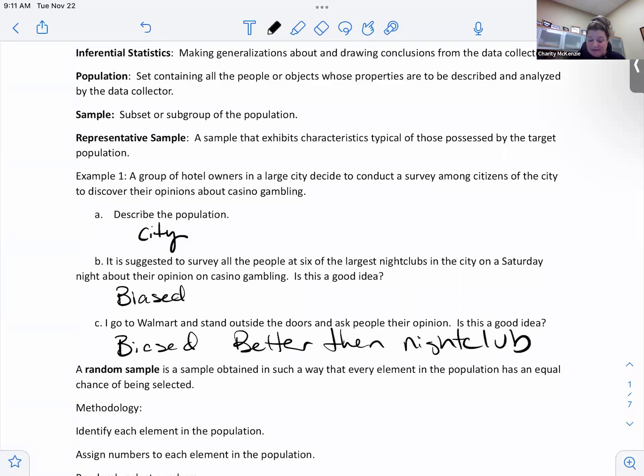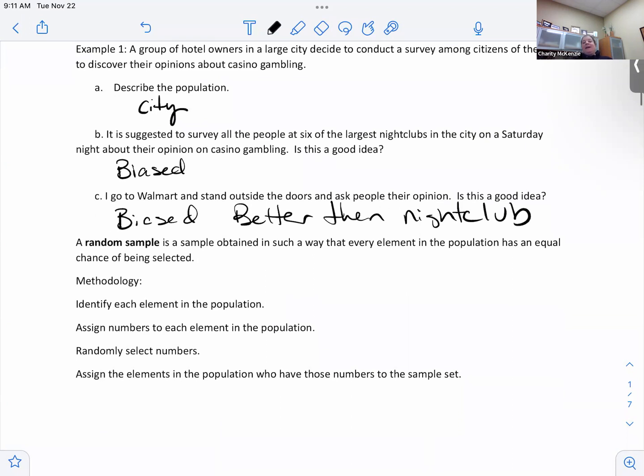So here's the really hard part: it is so hard to get your sample. It just is. There's no way around it. It's hard to get people to participate. It's hard to get a sample that is considered truly a random, simple sample.